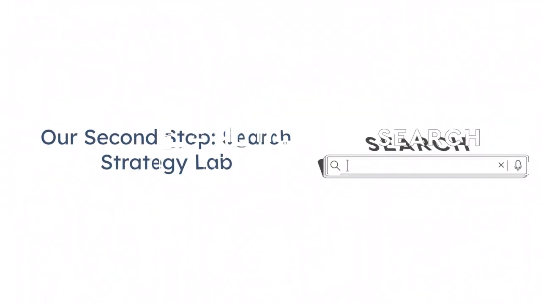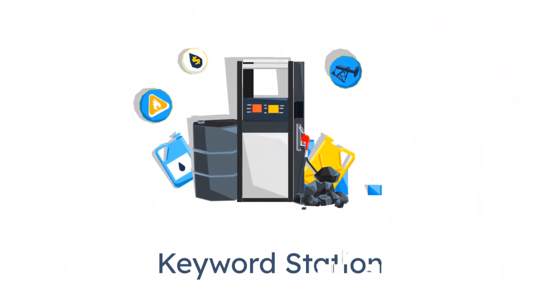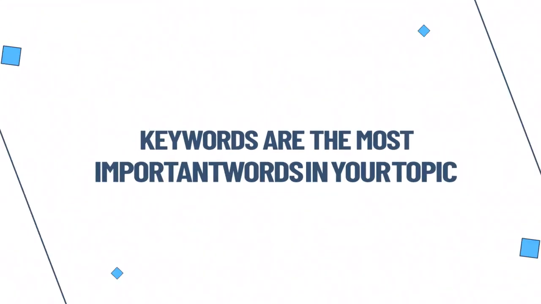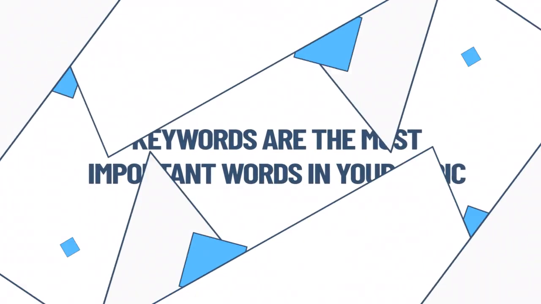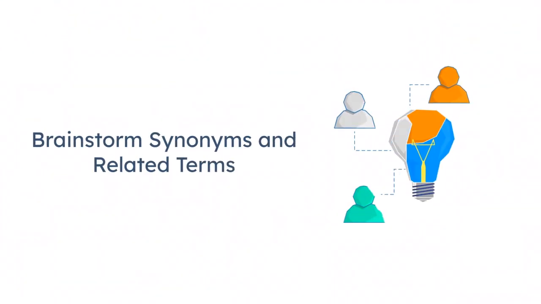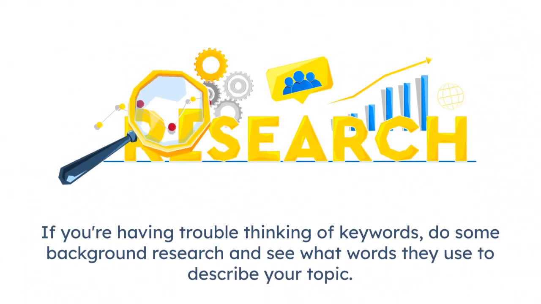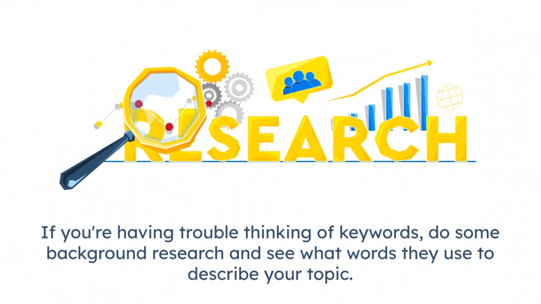Now, let's enter our Search Strategy Lab. First, we'll visit the Keyword Station. Start by identifying the most important words in your research topic. Then brainstorm synonyms and related terms. You can even use our background research terminals to find more relevant keywords.